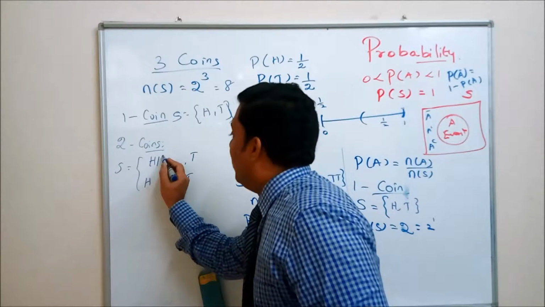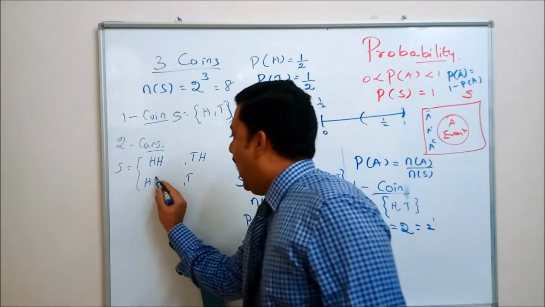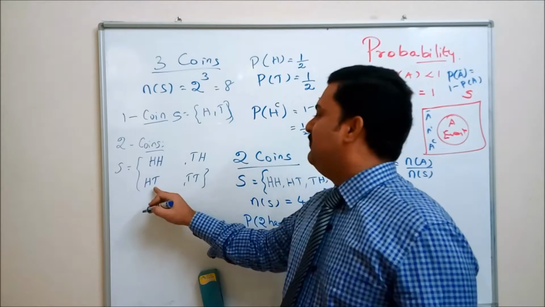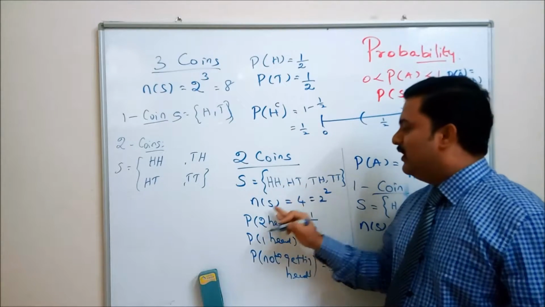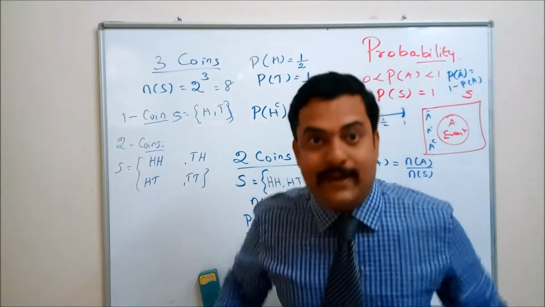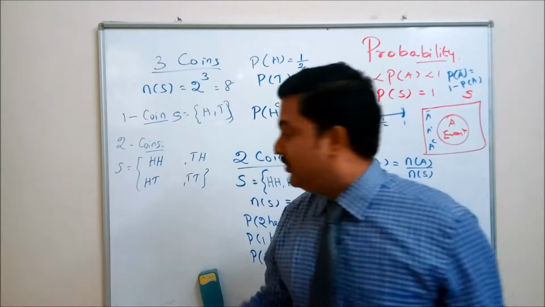So here this can be associated with head and this can be associated with the tail. H, H, T, H, H, T, T, T, which will be my sample space here, and totally n of S is equal to 4, which is 2 power 2, everything has been satisfied. Let's check whether it is applicable for 3 coins.